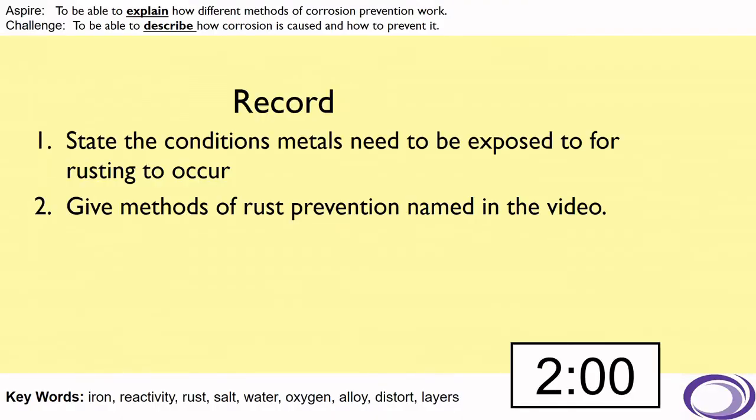So now that we've seen the video, I'd like you to state the conditions metals need to be exposed to for rusting to occur, specifically iron, and then I'd like you to give the methods of rust prevention that were named in the video.